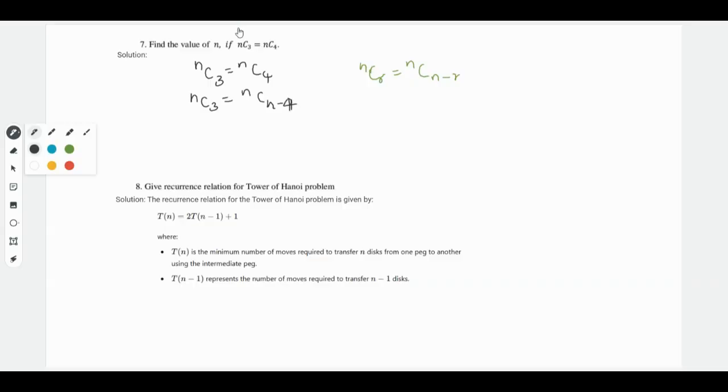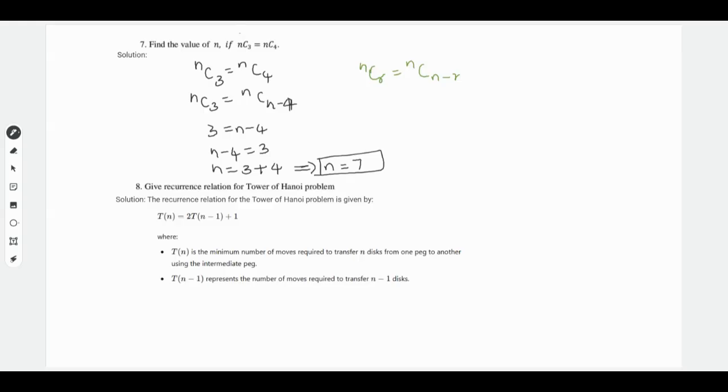Now comparing both sides, we get 3 is equal to n minus 4. So n minus 4 equals 3. So n will be 3, minus 4 goes to the other side and becomes plus 4. So n is equal to 4 plus 3, which is 7. So n equals 7 will be the solution.